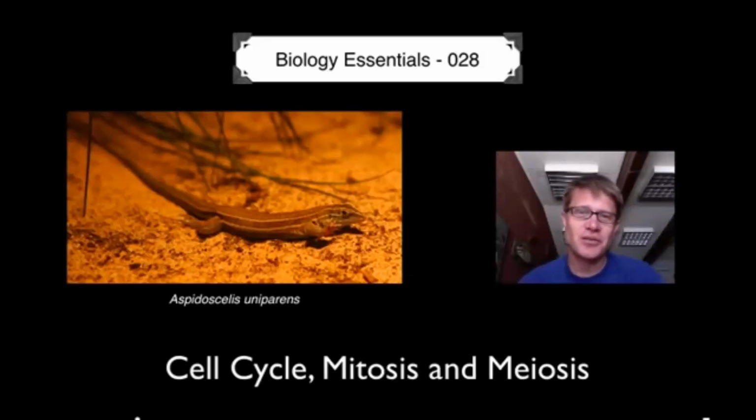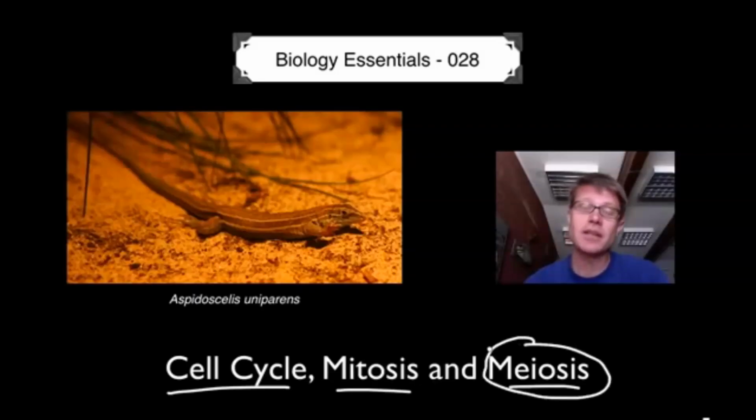Hi, it's Mr. Anderson, and welcome to Biology Essentials Video 28. This is on the cell cycle, mitosis, and meiosis. In other words, how we go from one cell to all the cells, the trillions of cells inside our body. Meiosis is important because that's how we make sex cells.